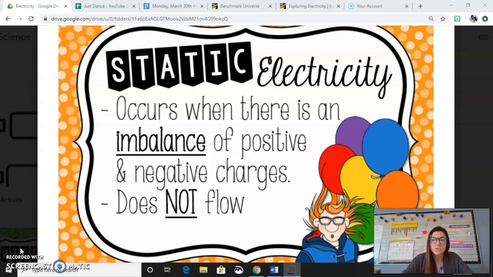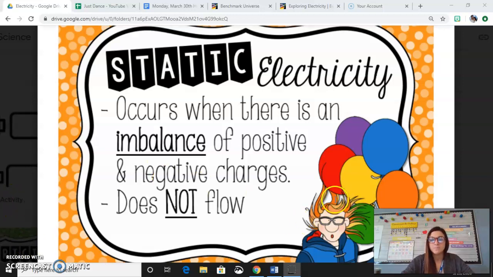Hi guys, so I'm just going to review our electricity unit that we started last week. I'm just going to go over a few of the main vocabulary words that I want to make sure that we cover. The first one is static electricity, and that occurs when there is an imbalance of positive and negative charges. Imbalance means that they are not balanced, so you either have more negative or you have more positive charges.